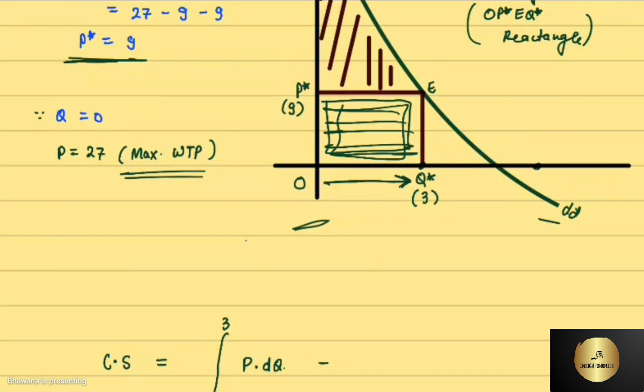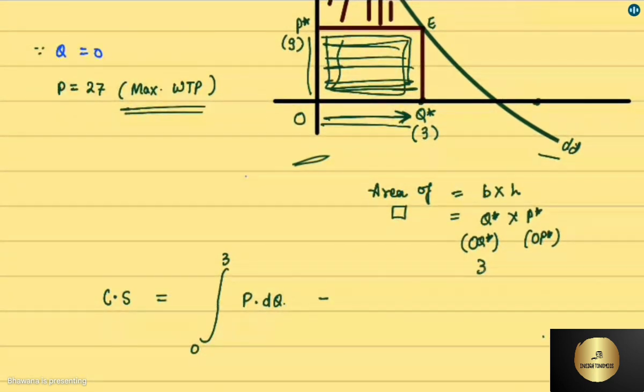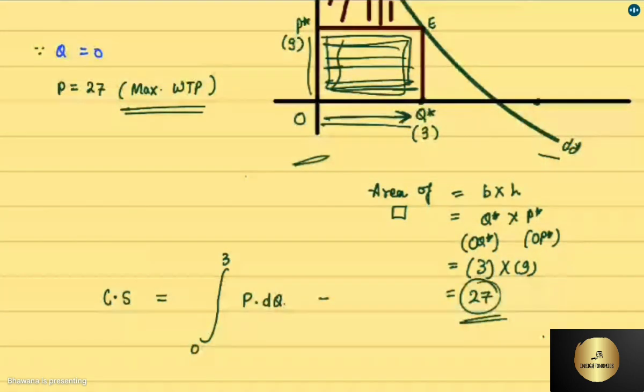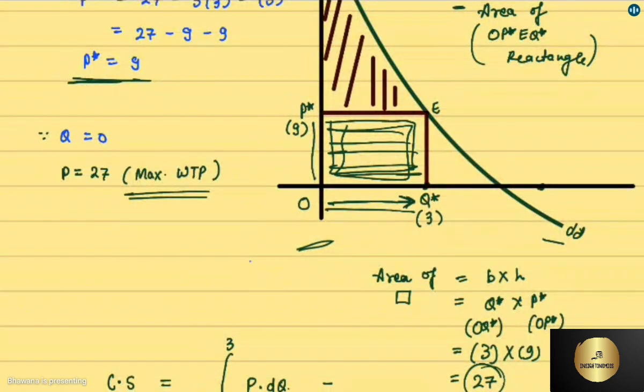And what is the area of rectangle? Base into height. So your base is Q star and your height is P star, or you can say this base OQ star and this price OP star. And we have a value for this. Your Q star is 3 and your P star is 9. So you will get the value of area of triangle 27. This is the value for your triangle. Sorry, I'm saying again triangle, but this is a rectangle. Sorry for this particular rectangle. Okay, we got the value.